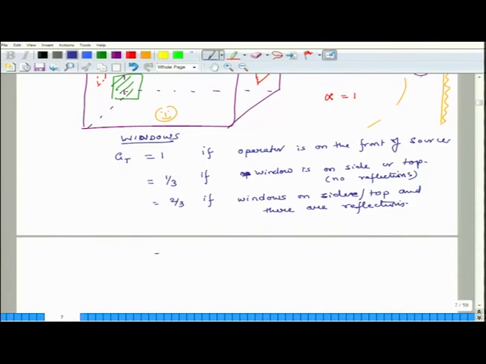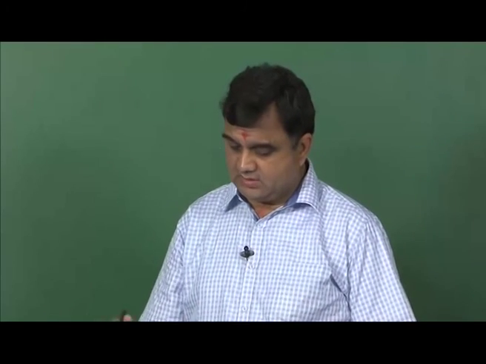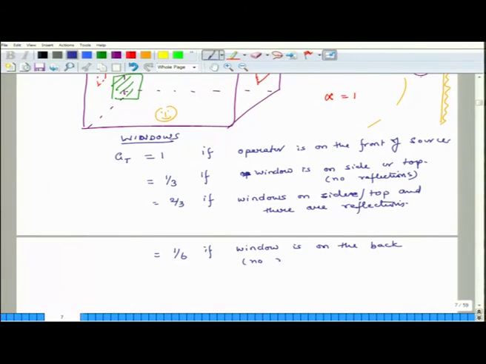And finally, AT equals 1 by 6 if the window is on the back side. Okay. So, sound is being emitted in the other direction, you are looking in the other direction, and of course, when there are no reflections. And this is equal to 1 by 3 if the window is on the back and there are reflections.